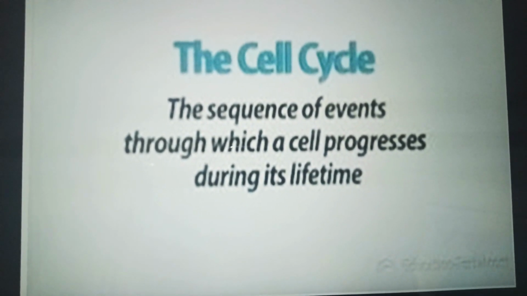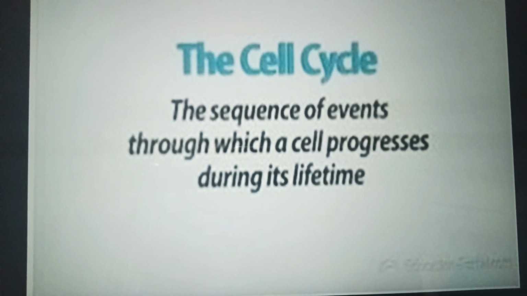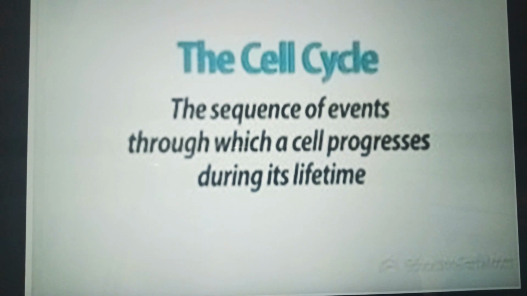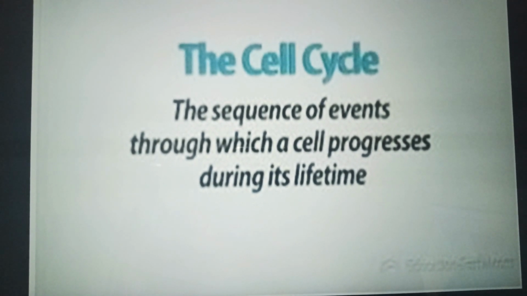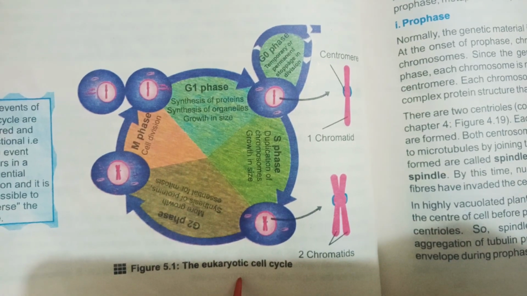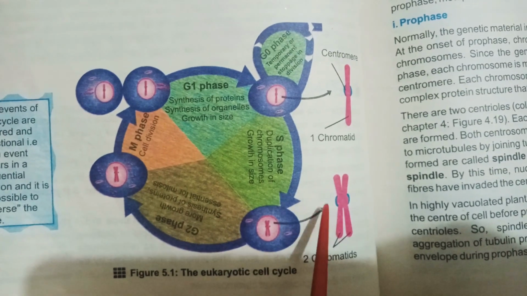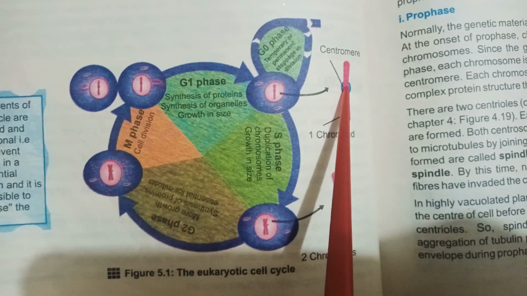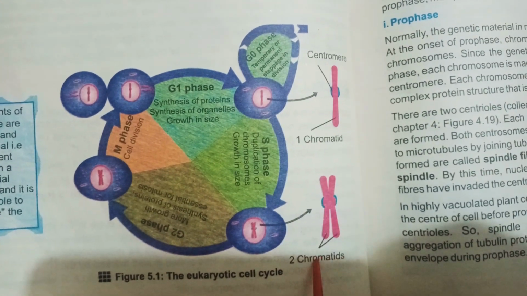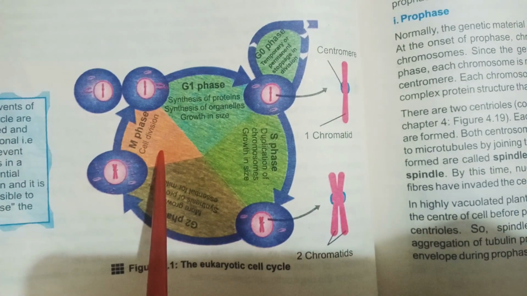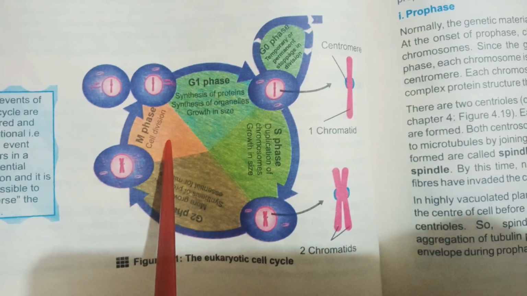The events of the cell cycle are ordered and directional. It means each event occurs in a sequential fashion and it is impossible to reverse the cycle. So here is the eukaryotic cell cycle. Chromosome with one chromatid, and here is the centromere. And here are two chromatids. M phase is the cell division phase.